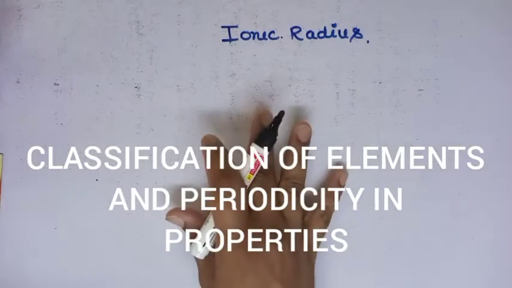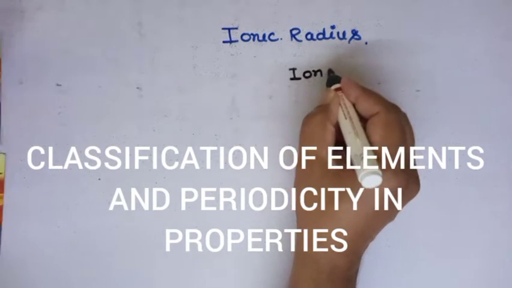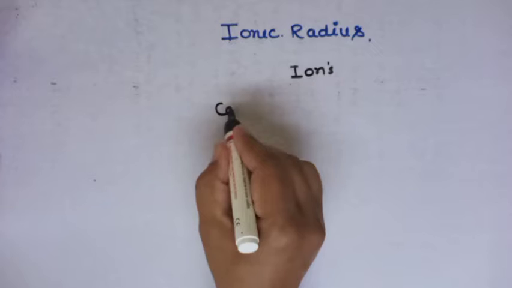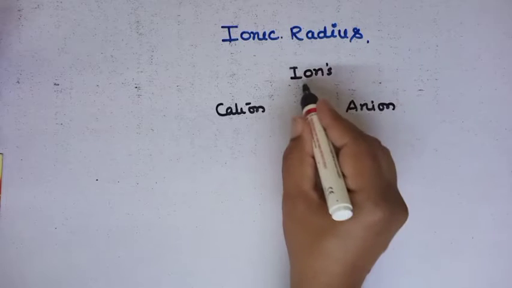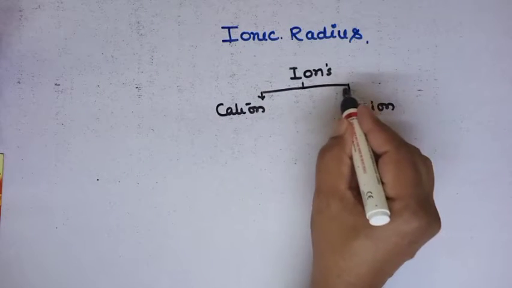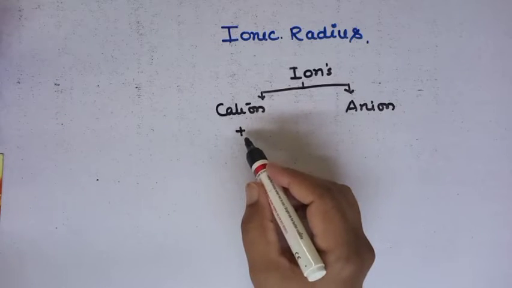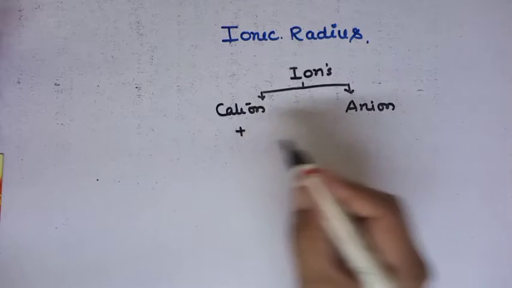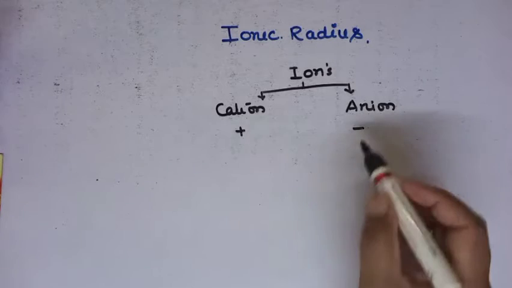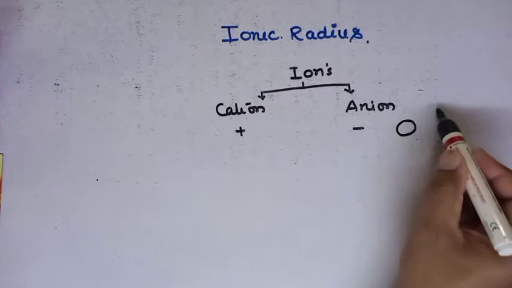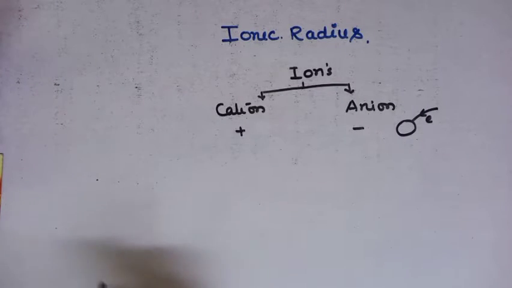आज हम पढ़ेंगे आयोनिक रेडियस। आयन्स हमारे दो टाइप के होते हैं। एक को कहते हैं बच्चों कैटायन और एक को कहते हैं एनायन। कैटायन जो पॉजिटिवली चार्ज आयन्स होते हैं which is formed by the loss of electron from the valence shell of a neutral atom, whereas anion is negatively charged and it is formed when a neutral atom picks up an extra electron in its valence shell.